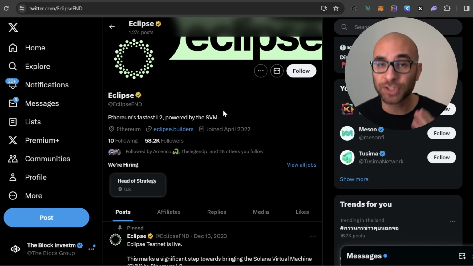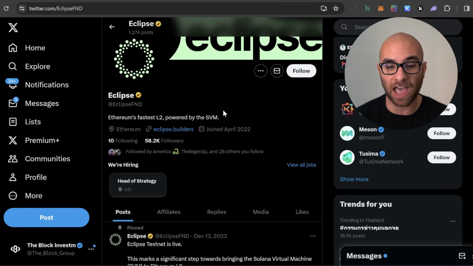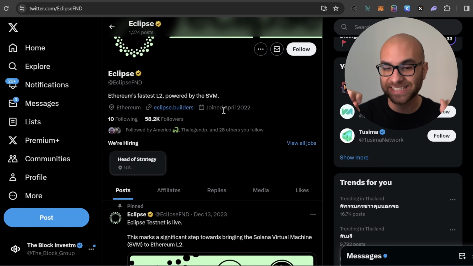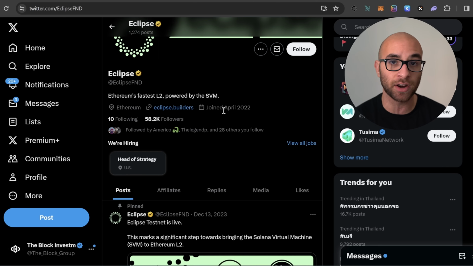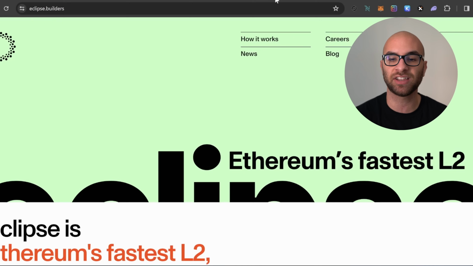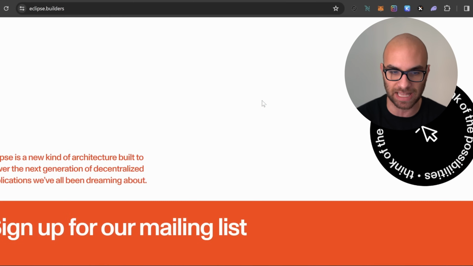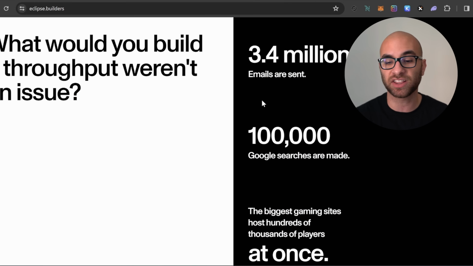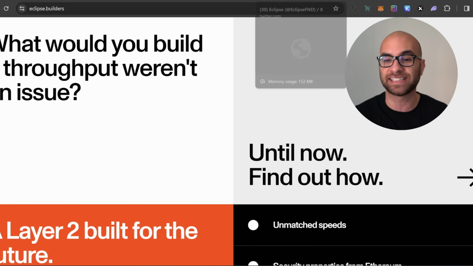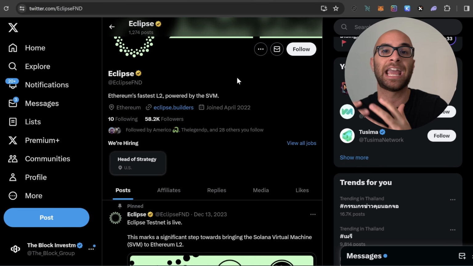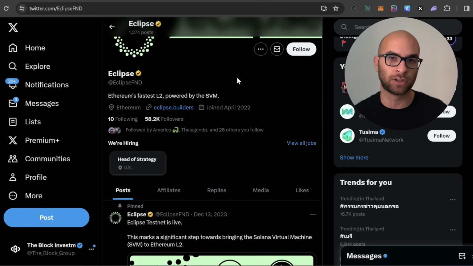Speaking of L2s, we have another one called Eclipse FND. This is Ethereum's fastest L2 powered by the SVM, which I believe is the Solana virtual machine. And once again, this is another layer 2 that recently announced that they are going to be using Celestia. So once again, guys, we'll probably get this one simply by staking Celestia to these different validators, as I mentioned in the beginning, but just pay attention in case they have some testnet stuff for you to be able to do those and potentially get a larger airdrop, or maybe that's one of the qualifying factors.